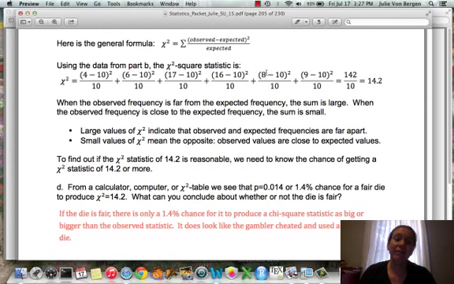The 5 face came up 8 times, so we calculate 8 minus 10, square that, divide by 10. And then the 6 face came up 9 times, so we calculate 9 minus 10, square that, divided by 10.